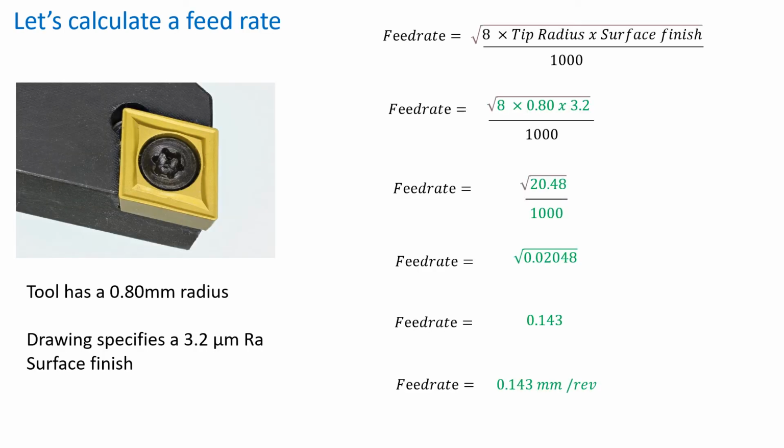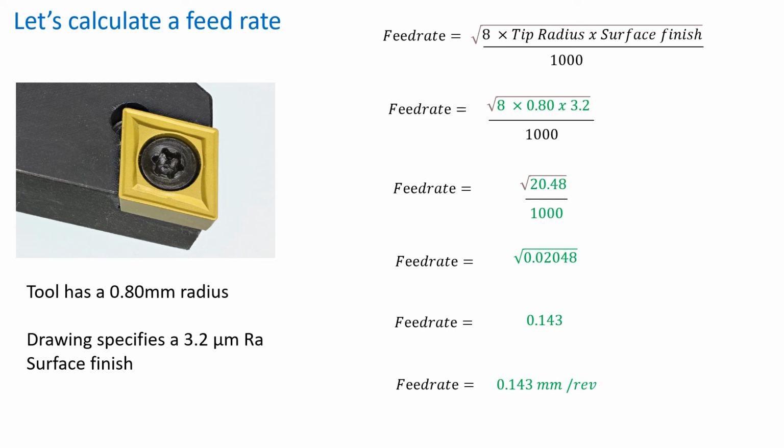Let's calculate a feed rate. So what information do I have? Well, my tool has a 0.8 millimeter radius, and my drawing specifies a 3.2 micrometer surface finish. So what do I have to set the feed rate on the machine to get this surface finish?